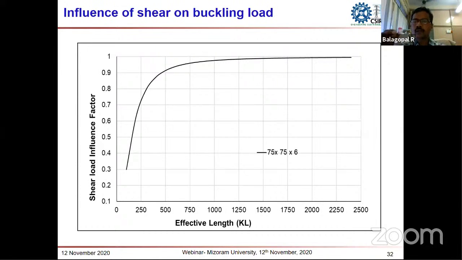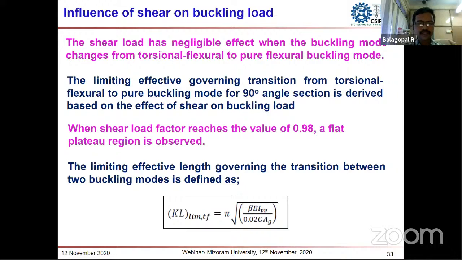We have formulated a formula to distinguish the proportional limit for yield stress, considering the influence of shear on the buckling load. What is the proportional limit for the slenderness ratio, considering the influence of the shear on the buckling load? This is the formula. The effective length governing the transition from inelastic buckling to elastic buckling can be computed using this formula, whatever we have proposed.